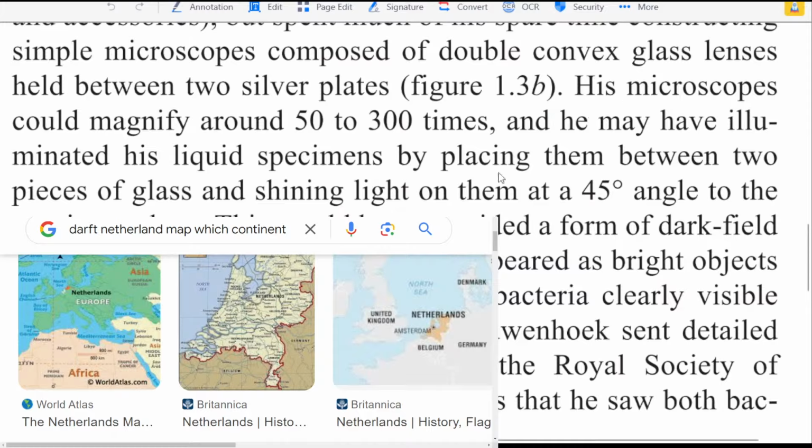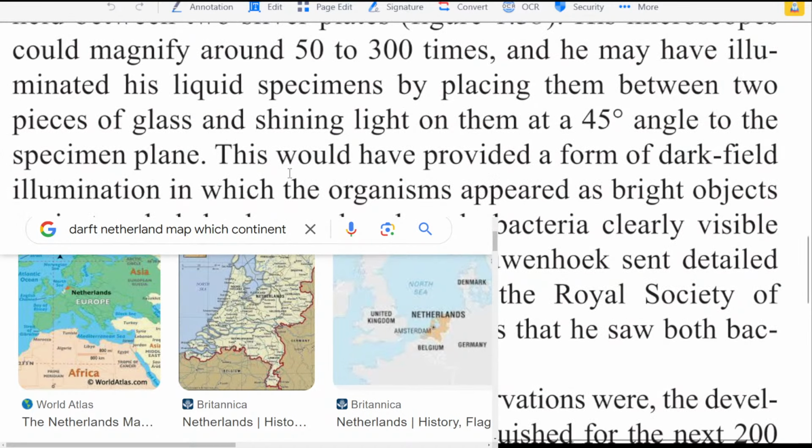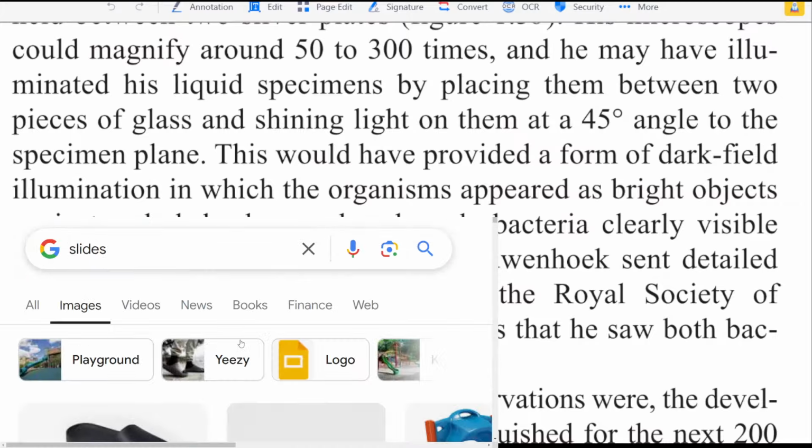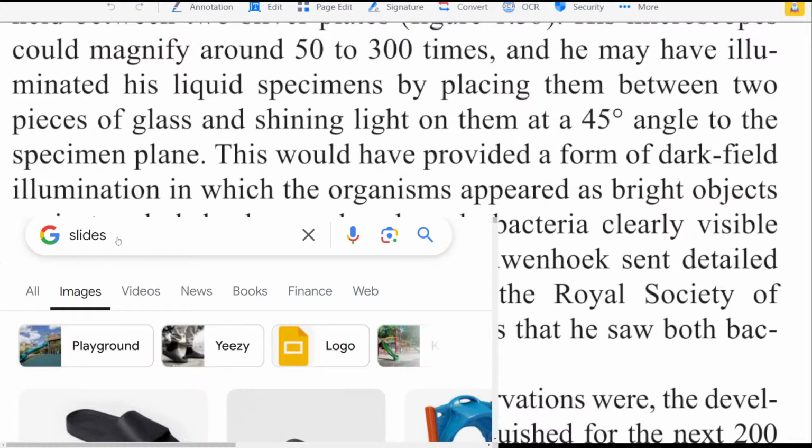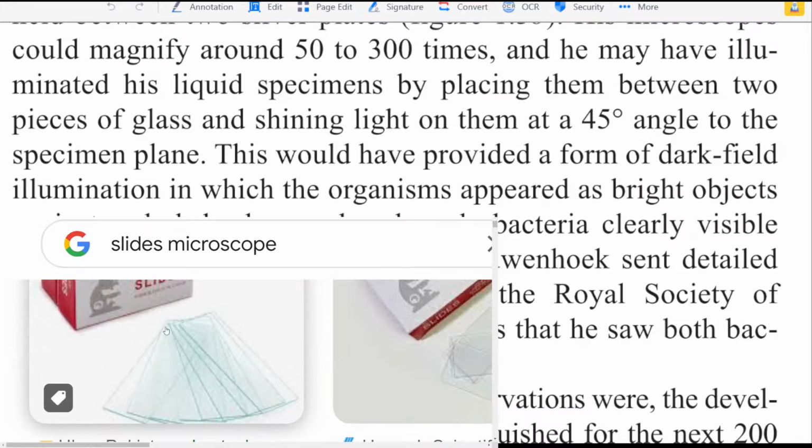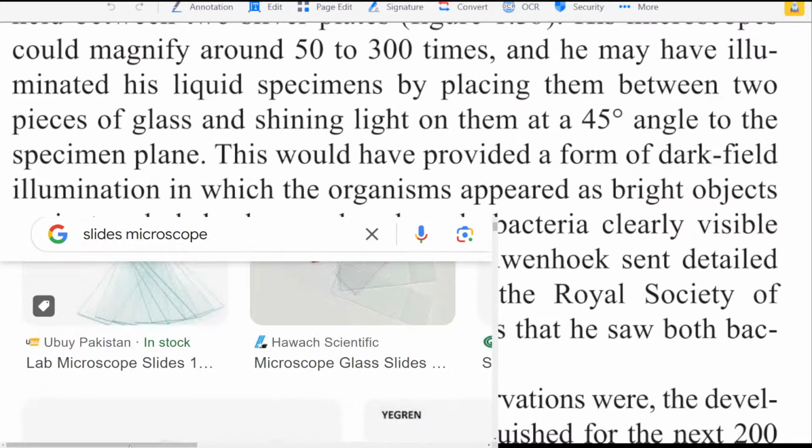His microscopes could magnify around 300 to 500 times, and he may have illuminated his liquid specimens by placing them between two pieces of glass and shining light on them. Okay, guys, the two pieces of glass they are talking about are the slides. These days we use slides, the rectangular shaped things. Wait, let me show people who just don't know. If you are studying microbiology, of course, how can you have not seen this? See these transparent things? These are the slides that we use. And I think it's because of their lack of knowledge that they were calling them pieces of glass.